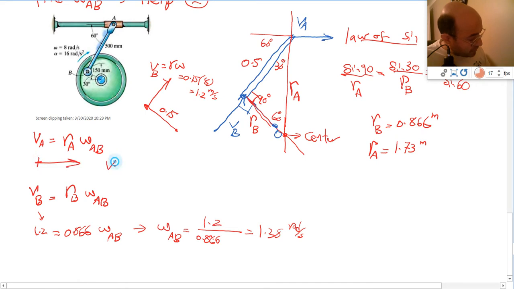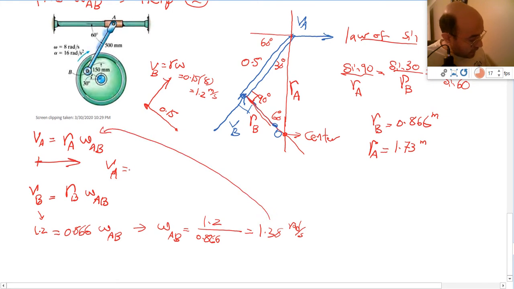Then velocity of A would be equal to, then I'm going to plug it in here, RA, which is 1.73, times 1.38. So 1.73 times 1.38. So I got 2.388, which is almost 2.39 meter per second.